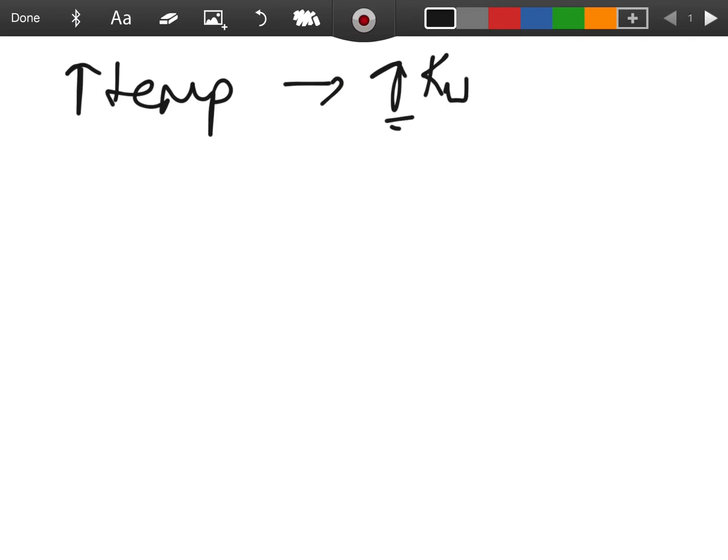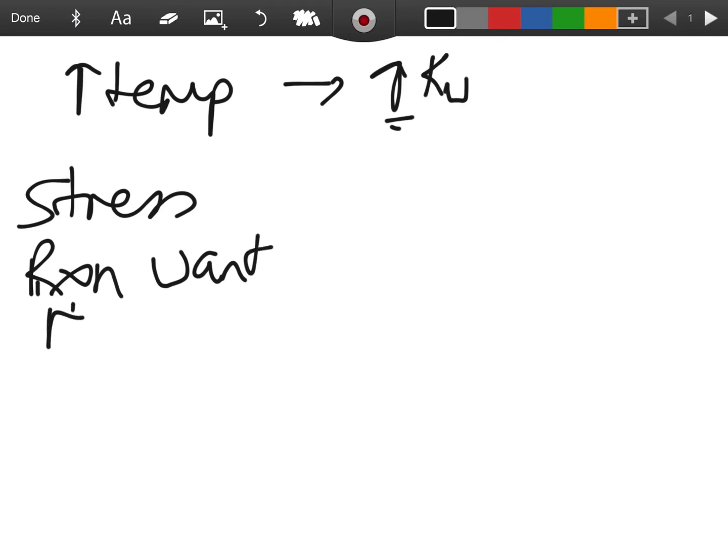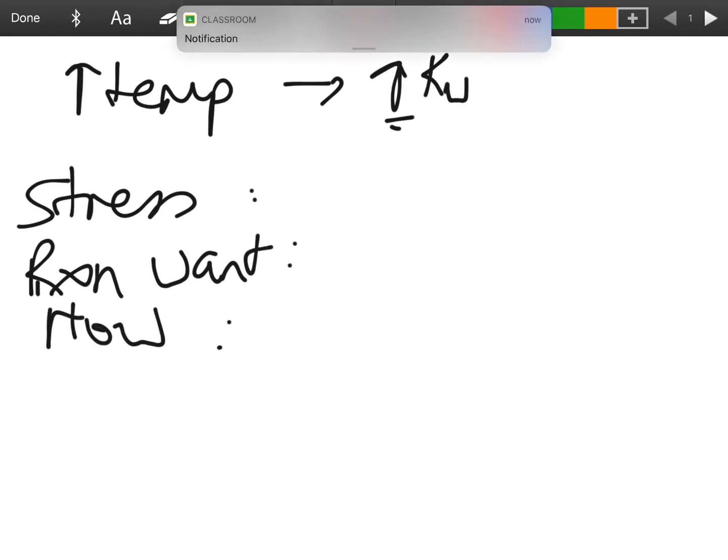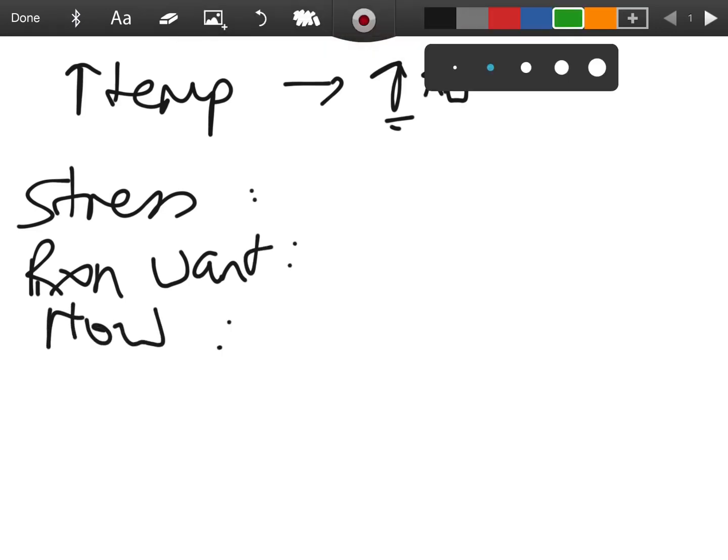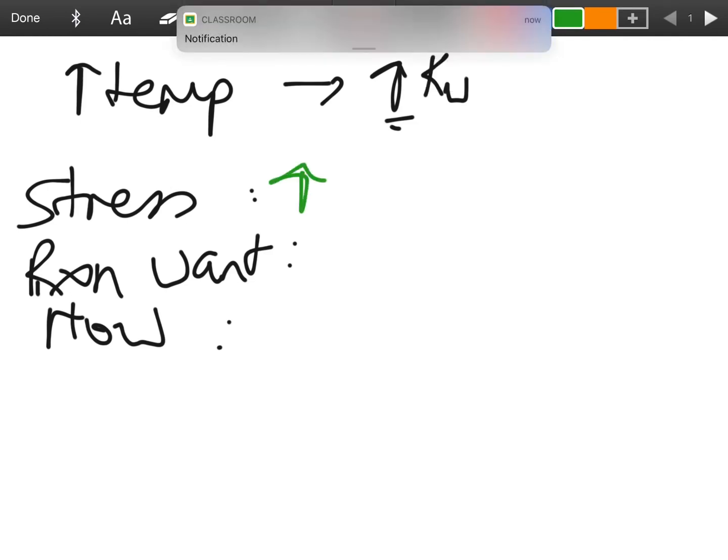Going from 0 to 60, an increase in temperature. What is happening to the numbers? The value of Kw, that's also increasing. So you're going to say to yourself, well, what's the stress? What does the reaction want according to Le Chatelier, and how is the reaction going to achieve that then? So we'll use those prompts for ourselves. Now, the stress is that you increase the temperature, okay? So the temperature is increased, that's the stress.